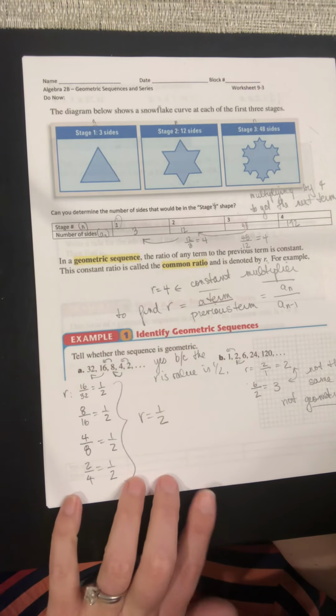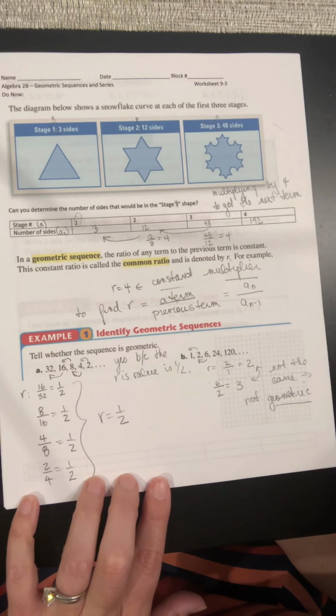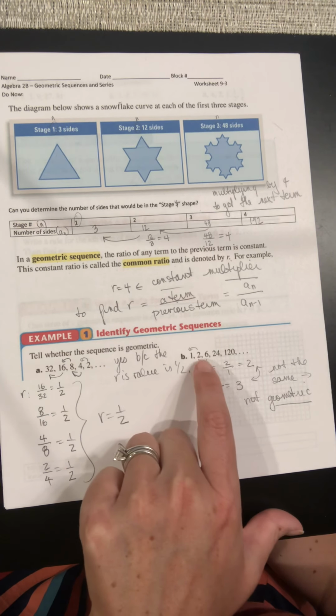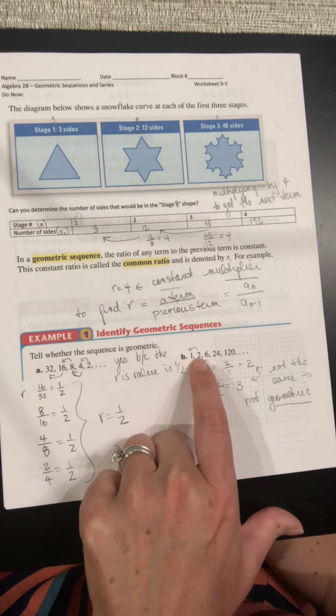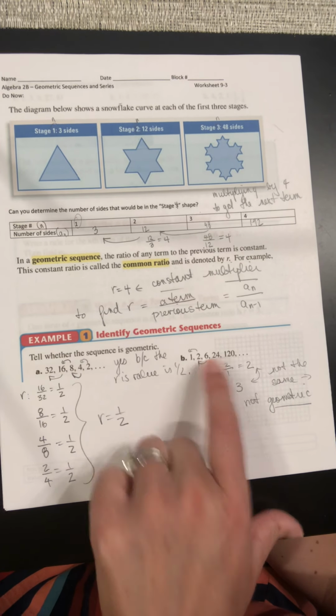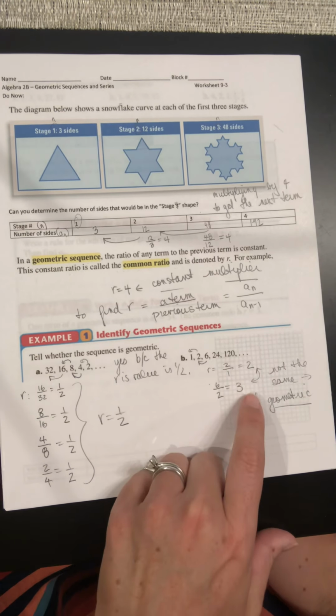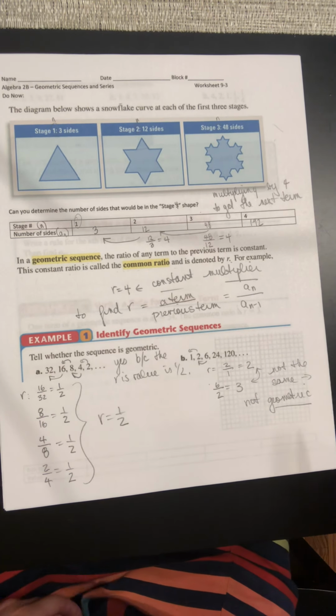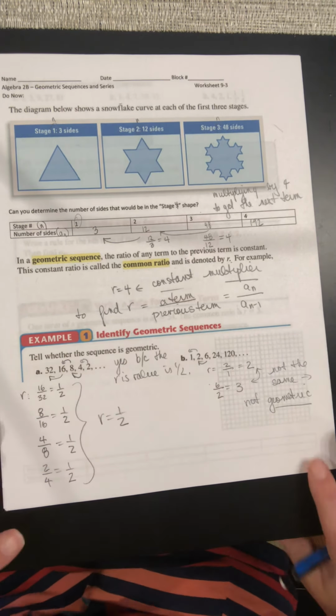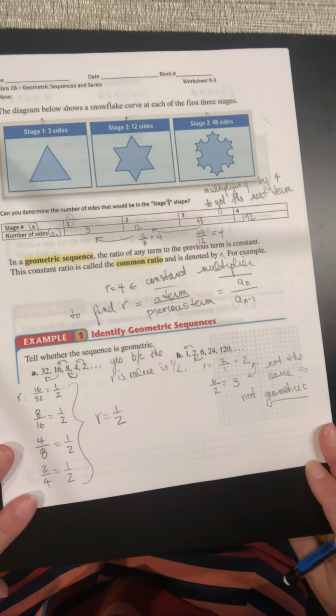In this example, we're multiplying by 2 to get from 1 to 2, and to get from 2 to 6, you might just see this, you might not need to do the division, you're multiplying by 3. So this is not constant, so this is not geometric. The first couple on the homework will be like that.